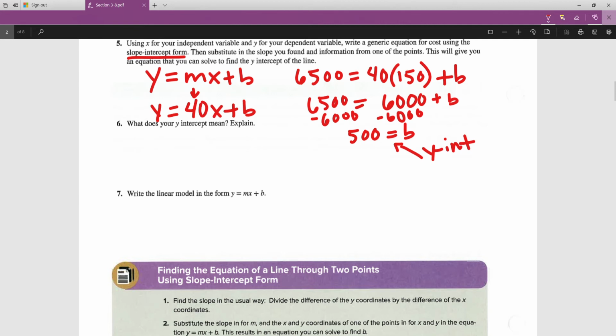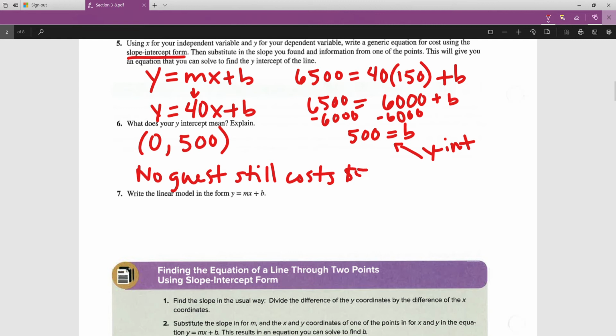And we're not writing the equation yet, so that was all that was asked in number 5, but now we're asked, what does it mean? What does that y-intercept mean? Well, in this case, it means that if we have 0 guests, it's still going to cost us $500. So that might be like a booking fee, right? So no guests still costs $500. And now I'll write it down maybe as a fee.